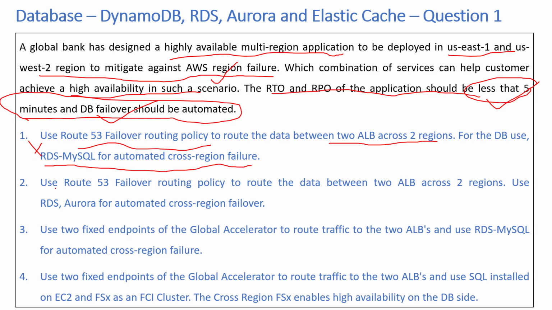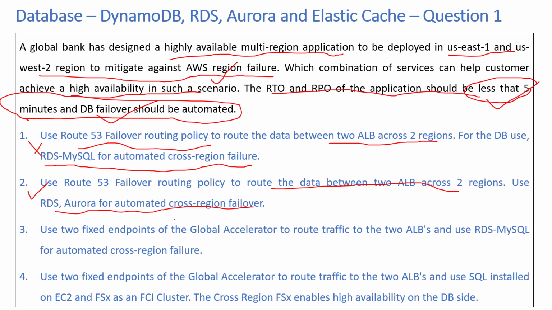Now let's look at the second one: use the Route 53 routing policy to route data between two ALBs across two regions. This kind of works, we already discussed that. Use RDS Aurora for automated cross-region failover. One thing you need to know about Aurora is that the replication lag is usually in milliseconds, definitely less than 1 second. The second thing is that the failover from the primary region to the secondary in case of failure happens in an automated fashion. There is no manual intervention and it can be done in less than 1 minute, because the lag is pretty low. So this definitely seems like a promising answer. It ticks all three requirements.